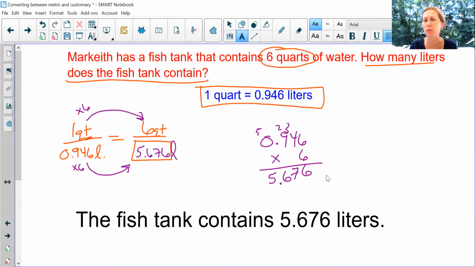5.676 liters. All right, ladies and gentlemen, now I want you to try the next problem. If you get it right, you go on to a more complex problem. If you get it incorrect, you have to go and do another problem with me to make sure you understand.